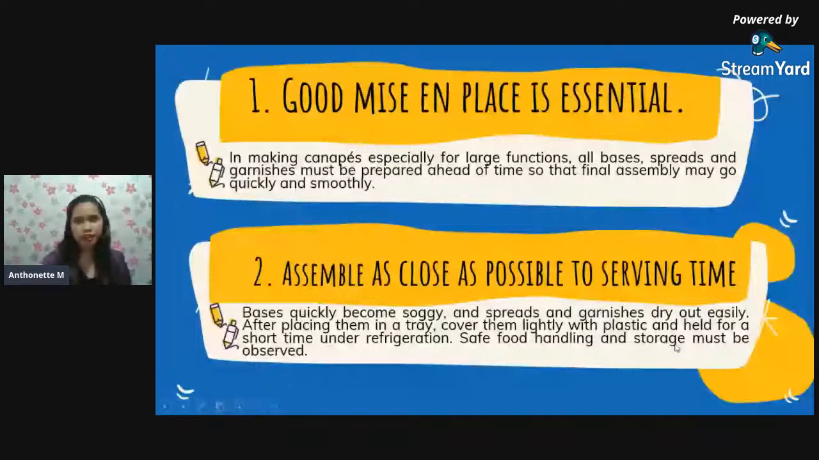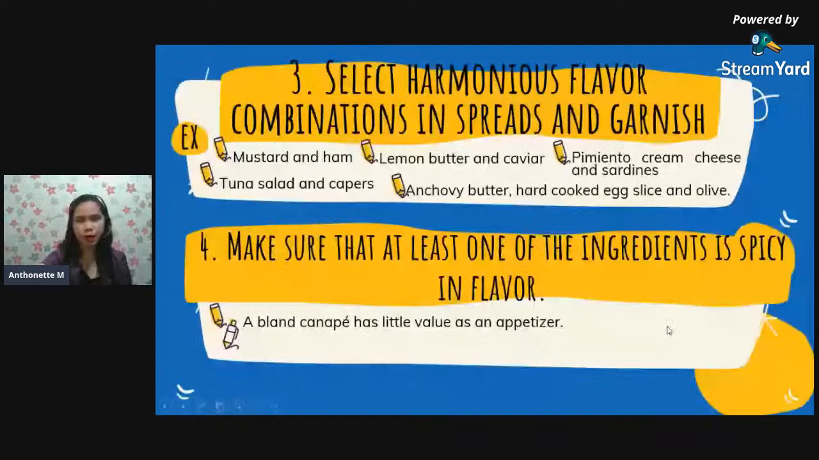Okay? So next is select harmonious flavor combinations of spreads and garnishes, such as mustard and ham, tuna salad and capers, lemon butter and caviar, anchovy butter, hard-cooked egg slice and olive, and pimiento cream cheese and sardines. Those are the combinations of spreads and garnishes. Next, make sure that at least one of the ingredients is spicy in flavor. Bland canapes have little value as an appetizer.